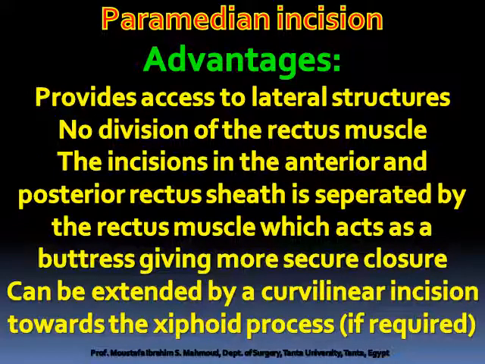The advantages of the paramedian incision: it provides access to lateral structures, with no division of the rectus muscle. The incisions in the anterior and posterior rectus sheath are separated by the rectus muscle, which acts as a buttress, giving more secure closure. It can be extended by a curvilinear incision towards the xiphoid process if required.